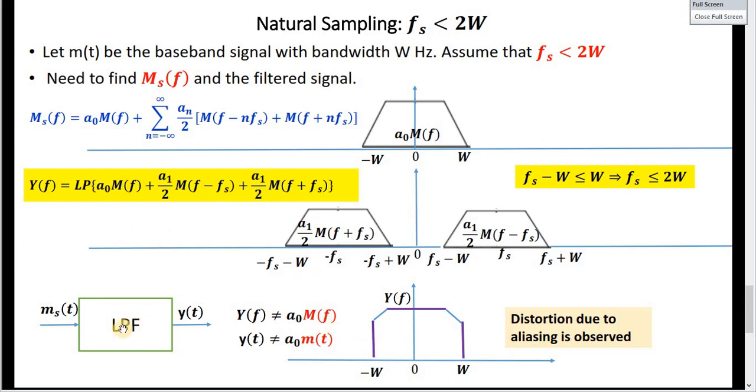In general, we use a relationship of this form in order to describe the Fourier transform of the output of the low pass filter. That is, we say we take the low pass of these three terms, which are A0 M of f plus A1 over 2 M of f minus Fs, that is the sum of these three components, plus A1 over 2 M of f plus Fs. So this Y of f here, the low pass, is what we assume to be the output of the low pass filter, which of course is not proportional to A0 M of f.